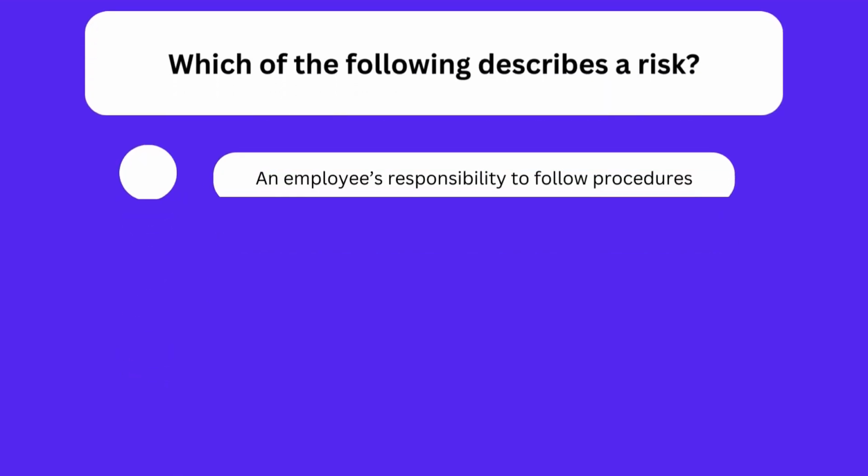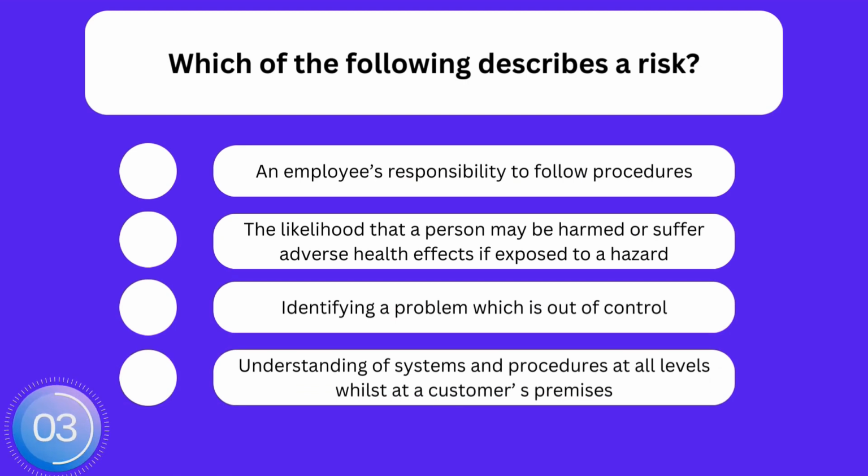Next question is, which of the following describes a risk? So the correct option is the second one. The likelihood that a person may be harmed or suffer adverse effects if exposed to a hazard is called a risk. It is basically called a risk.